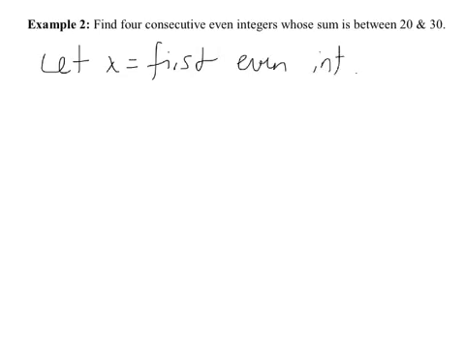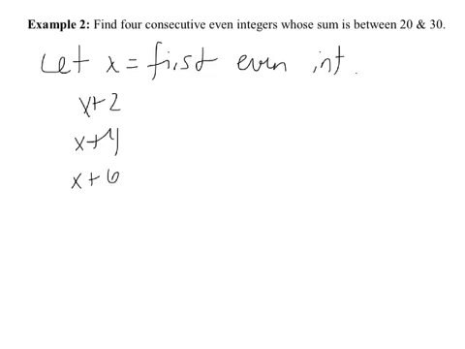If x is the first one, then x plus 2 is the second, x plus 4 is the next, and x plus 6 is the last. Because they're even, they have to be different by a value of 2. Or there needs to be a gap of 2 between each of these integers, which is what's indicating the plus 2 for each of these successively.